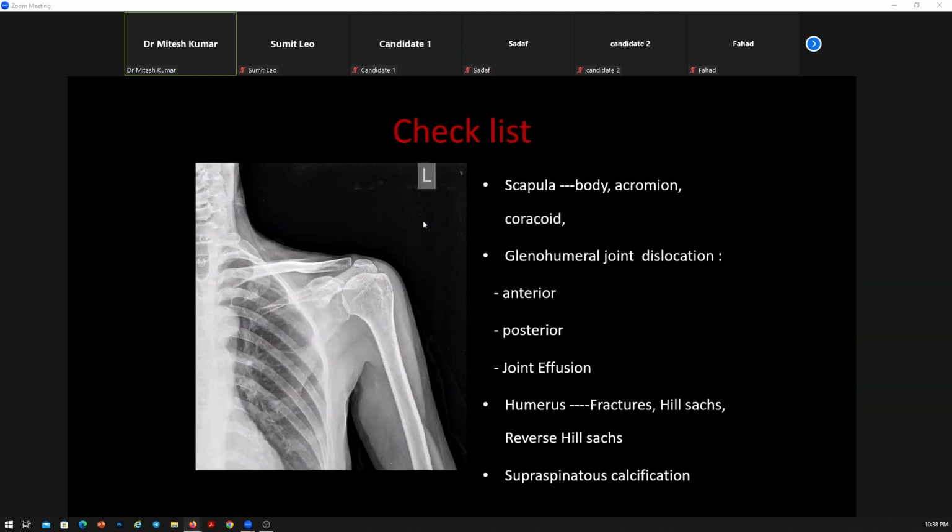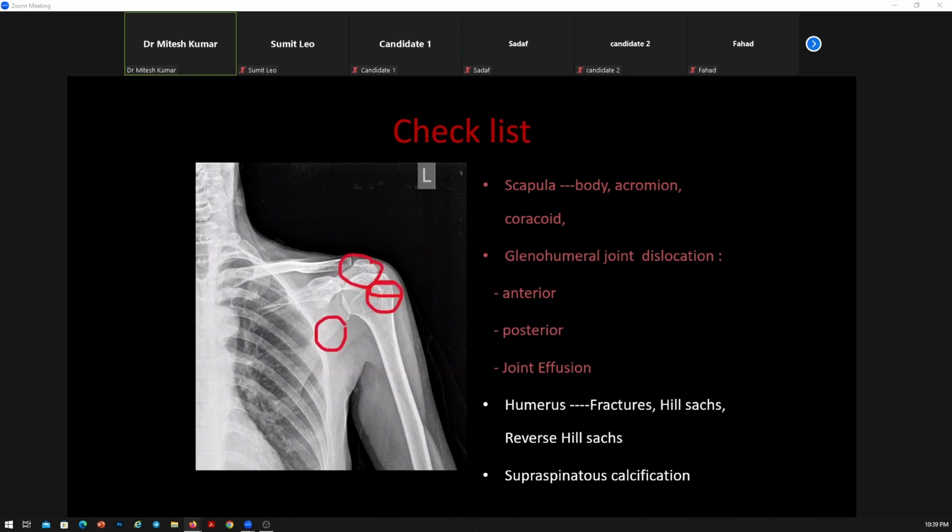Now coming to the next part, the scapula. Always look at the whole part of the scapula. Means the body, acromion process, coracoid process, glenoid rim. Always look at the glenoid rim properly to look for any subtle fracture, and spine of the scapula. This is how the fractures will appear.